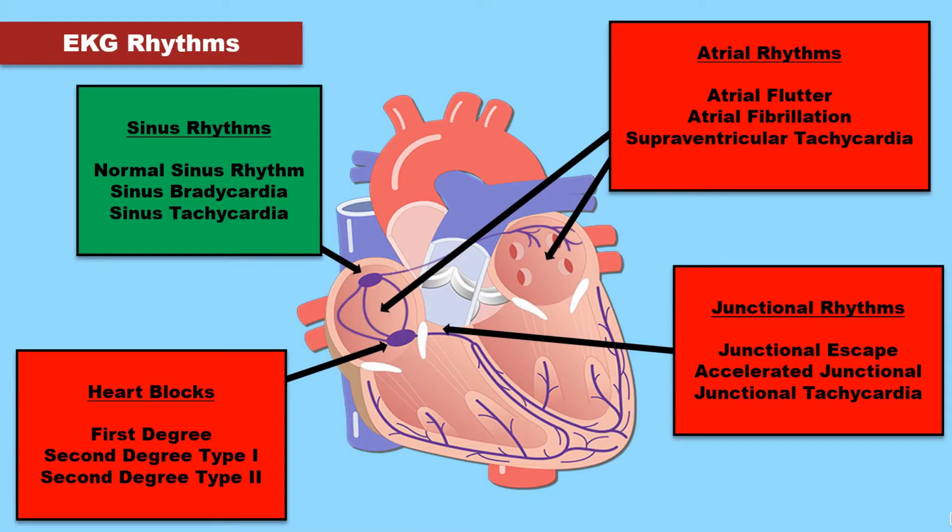As previously discussed, there are 4 categories of rhythms that we will be studying. The sinus rhythms include normal sinus rhythm, sinus bradycardia, and sinus tachycardia. It's important to remember that any rhythm originating outside of the sinus rhythm would be considered an abnormal rhythm and would fall in one of the other categories of either atrial rhythms, junctional rhythms, or heart blocks.